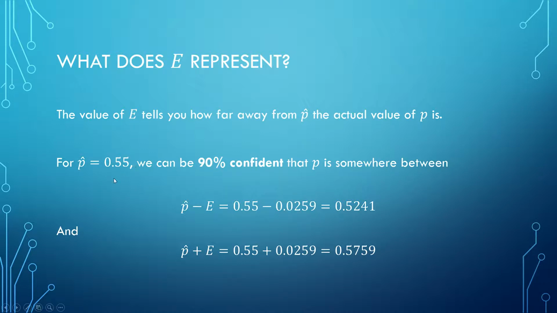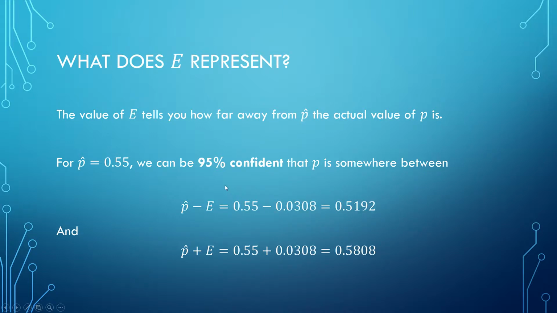So if we had the p hat value, if our sample gave us 55%, then we can be 90% confident that the overall population has a proportion of about 52% to 57.5%. And again, we get that by starting with our sample value p hat, our best point estimate, and subtracting the margin and adding it as well. Subtracting it to get the lower bound, adding it to get the upper bound.